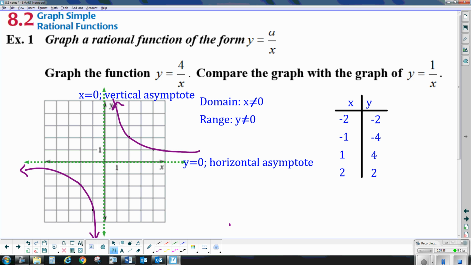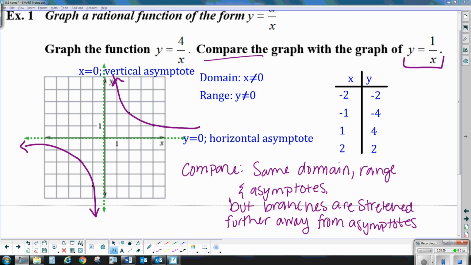So let's compare this graph to the graph of y equals 1 over x. And if you notice from this graph, it just is a little bit further away from the x and the y axes. The domain and the range are still the same, but it is further away from the intersection of the asymptotes. So there are a lot of similarities, but the one difference is that it's not quite as close to the asymptotes as the graph y equals 1 over x.